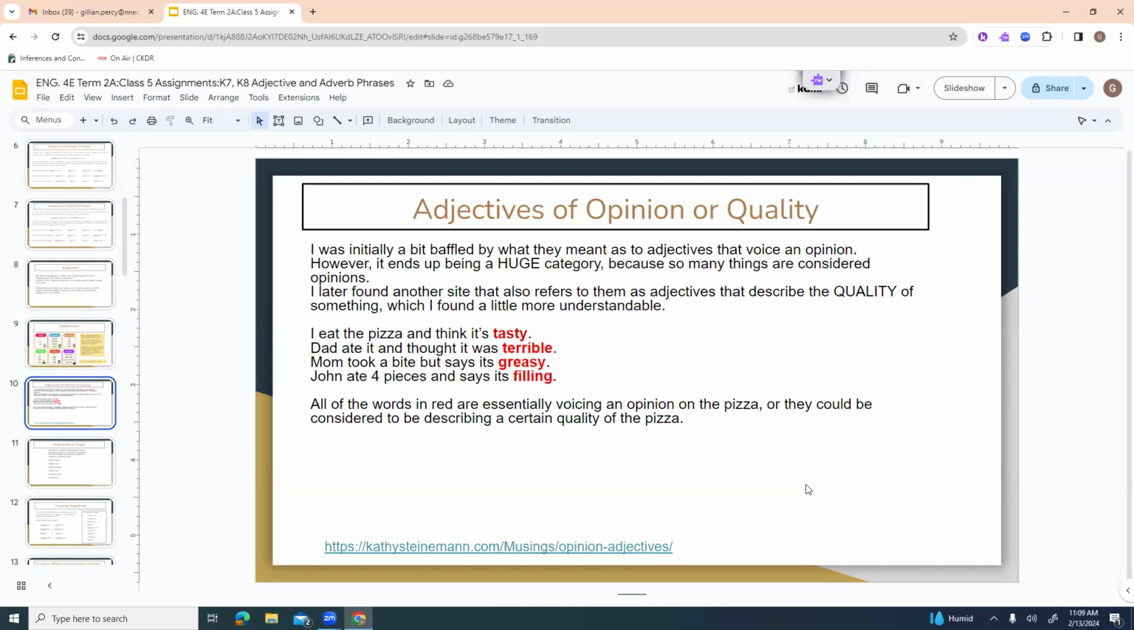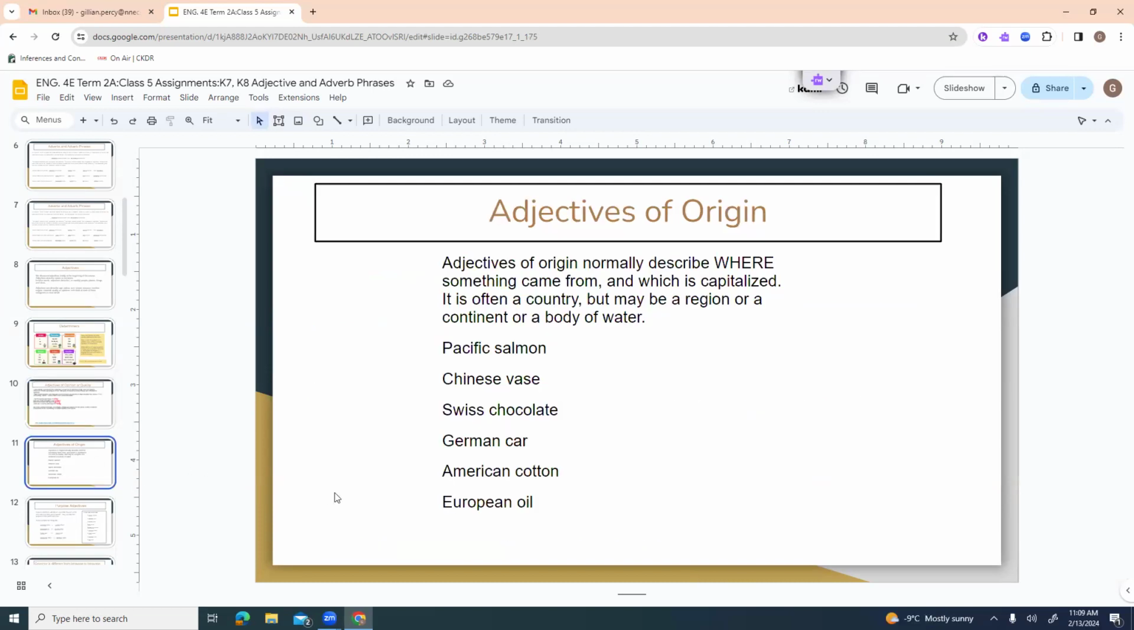So all those words in red are essentially voicing an opinion on the pizza, or they could be considered to be describing a certain quality of the pizza. If you wanted to know more, there's some interesting stuff on it at Kathy Steinman. I've got a little link down there if you want to check her out.